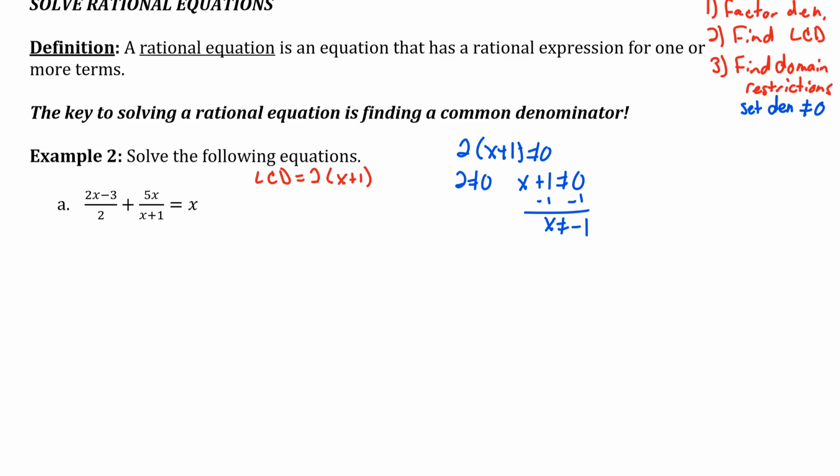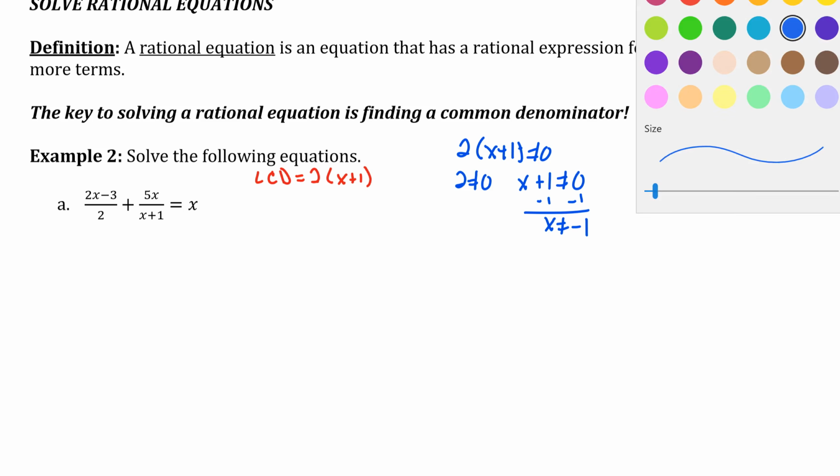So what this tells me is at the end of my problem, if I've found that x equals a negative 1, it's not going to work. The safest way to do these is to find your answers and then plug them back in. See if they work. Check yourself, okay?